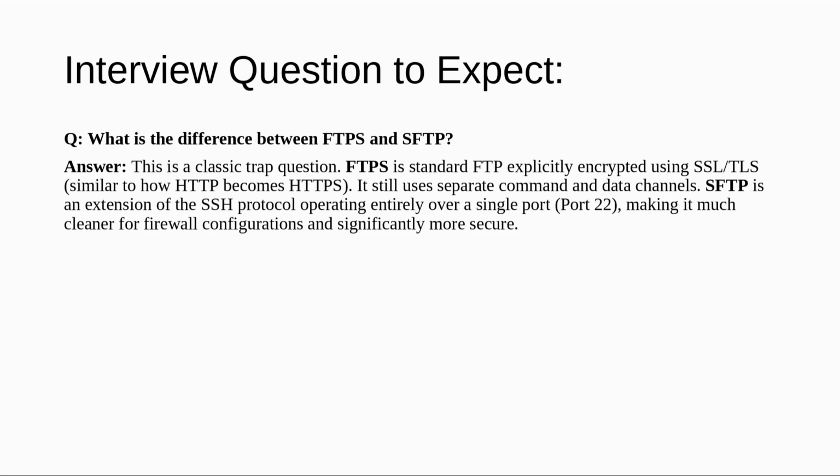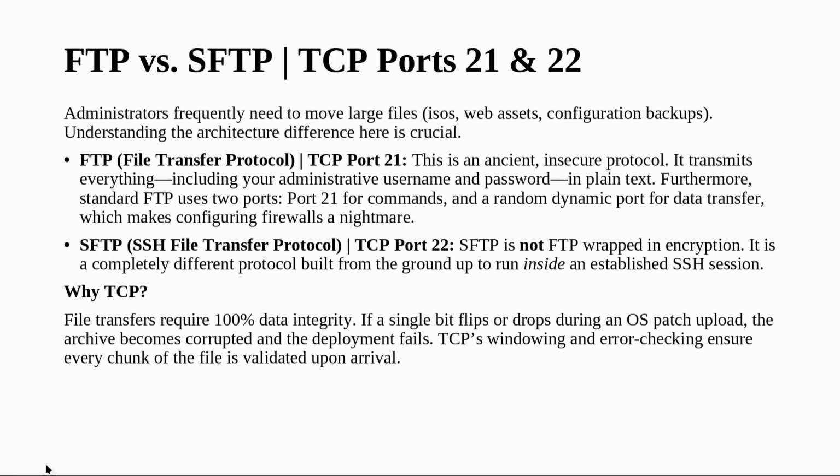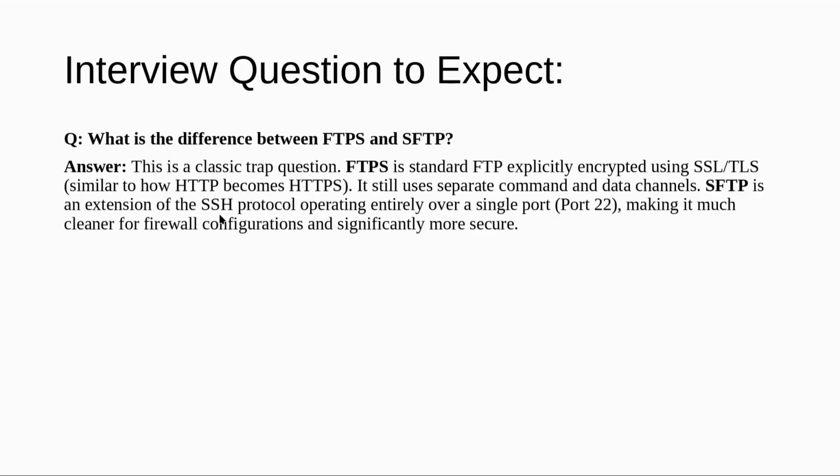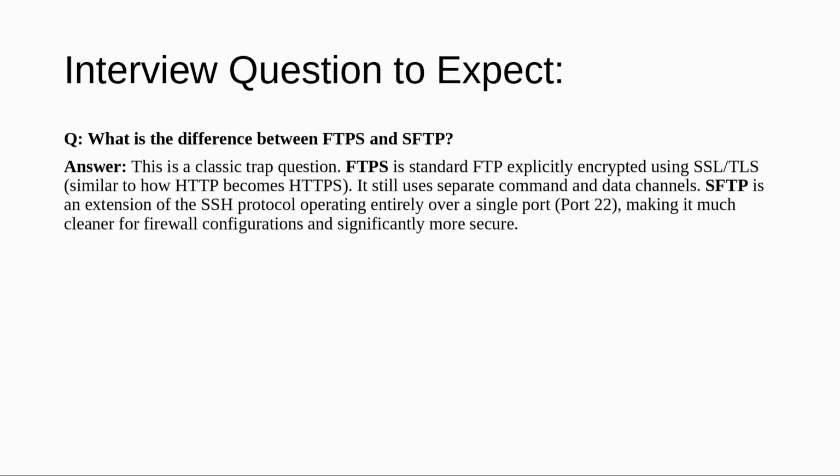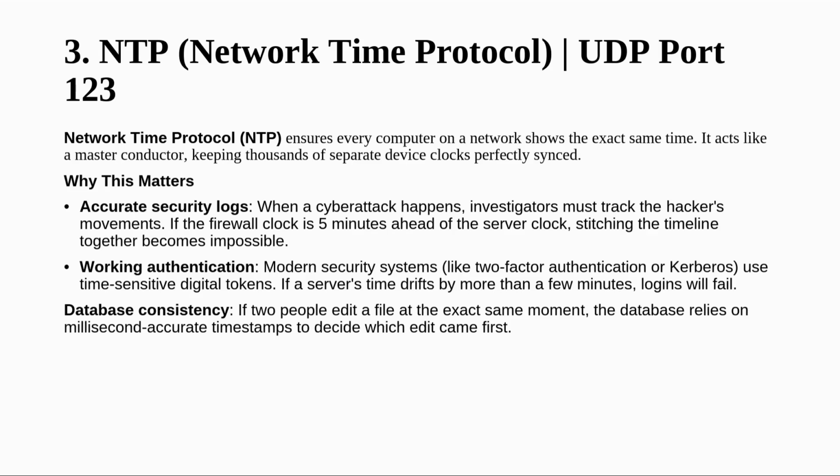And SFTP is an extension of the SSH protocol, operating entirely over a single port 22, making it much cleaner for firewall configuration and significantly more secure. One major difference is that FTPS uses a separate command and data channel, similar to FTP. It uses port 21 for commands and a dynamic port for data transfer, which makes firewall configuration a nightmare. FTPS is far behind SFTP. So basically that is it.